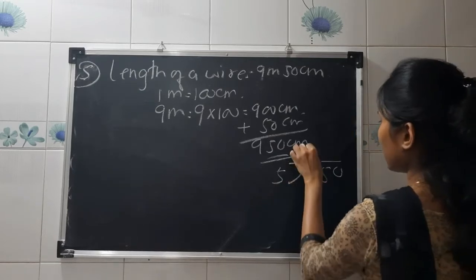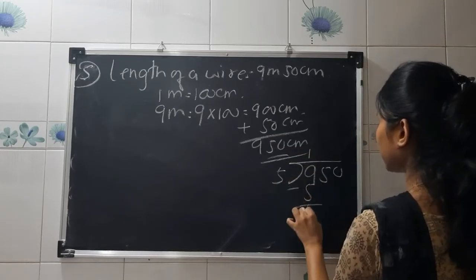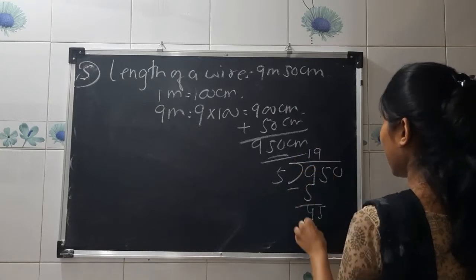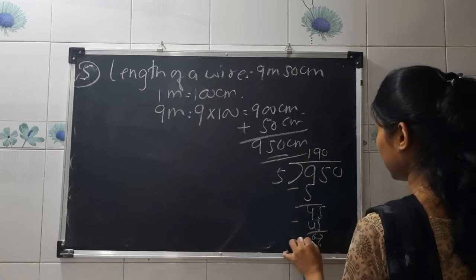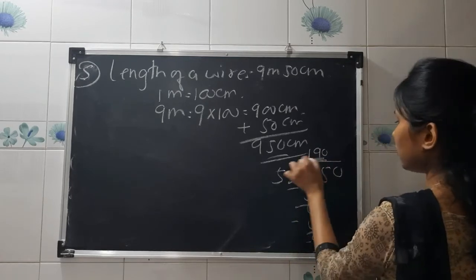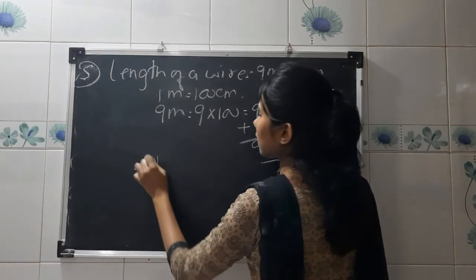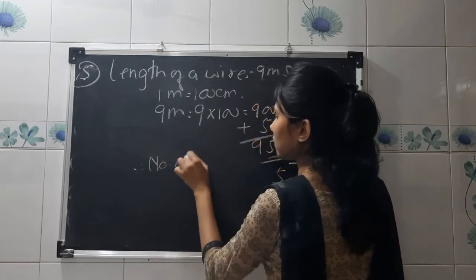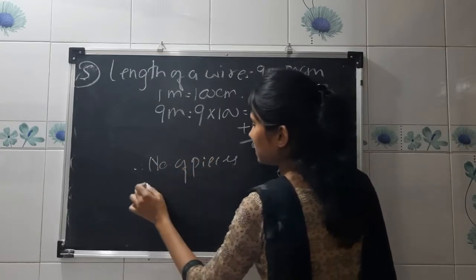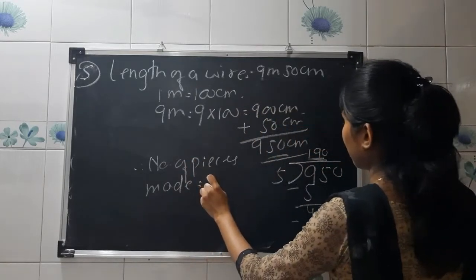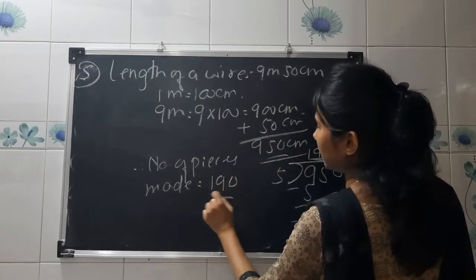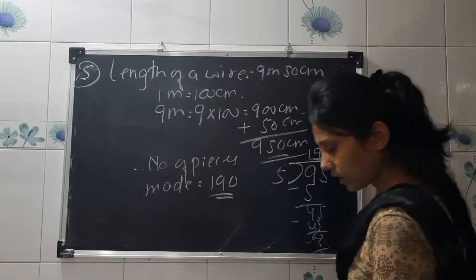5, 1 is 5, 45, 5 9 is 45, zeros are 0. So the total number of pieces made are 190. Okay.